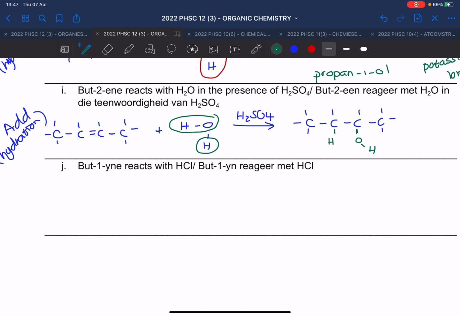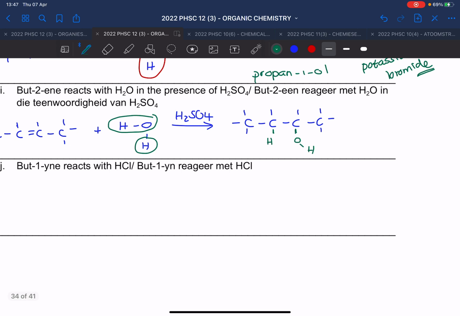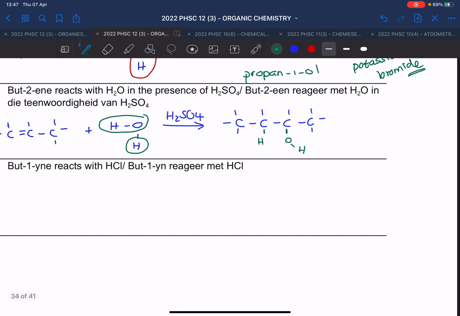Katlego, the name of this product. And then Chichi, primary, secondary or tertiary, and why. And then Botumelu, the name of the positional isomer of the product. Katlego? Butan-2-ol. Well done. Secondary. Why is it a secondary alcohol? The carbon attached to the OH is attached to two other carbons.